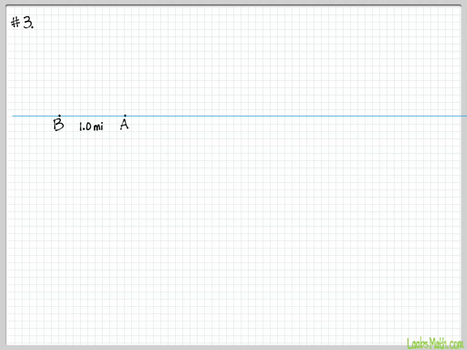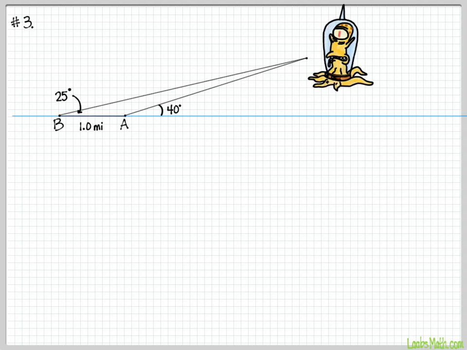Problem number 3. Oh no, we had two people. Person A said they were looking due east, up at the sky at a UFO. And exactly 1 mile to the west of them, so behind them, point B, is another person looking up at the UFO. There it is. Aliens. And they're both looking up at the alien.